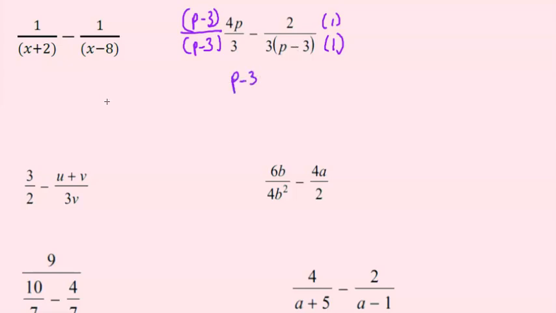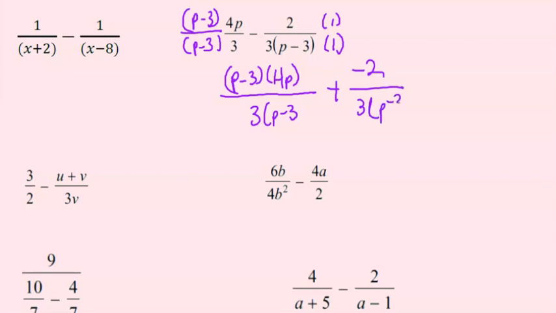So we have p minus 3 times 4p over 3 times p minus 3, plus negative 2 over 3 times p minus 3. We distribute the negative sign into the second numerator and put a plus sign here. From there, we're going to combine the two fractions into one. Let's distribute that 4p into each of those. So we have 4p squared minus 12p minus 2 all over 3 parentheses p minus 3.